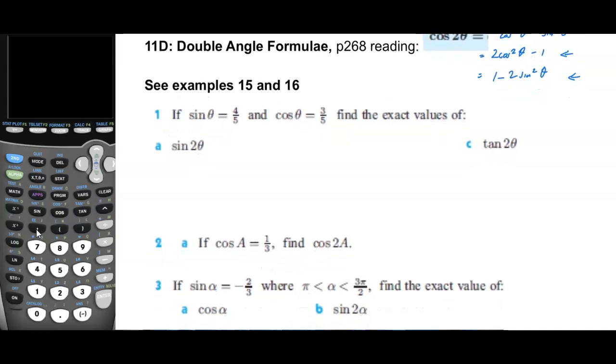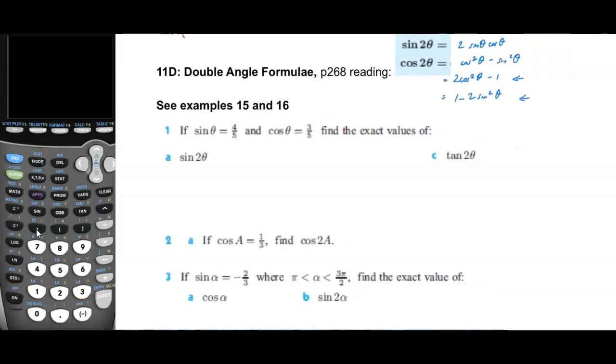Number 1, if sine theta equals 4/5 and cosine theta is 3/5, find the exact values of sine 2 theta and tangent 2 theta. Well, first of all, sine 2 theta, remember, is 2 sine theta cosine theta. So all we need to do is plug those in. 2 times 4/5 times 3/5 equals, multiply the numerators together, that would be 2 times 12 is 24 on top. The bottom is 5 times 5, it's 25. That's it. What about tangent 2 theta?